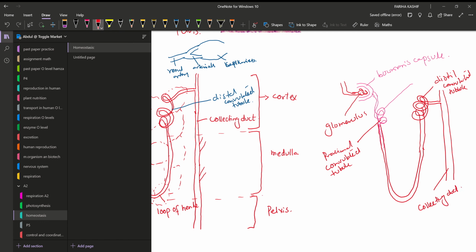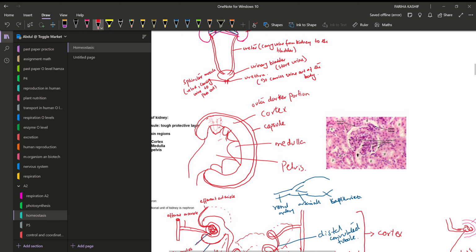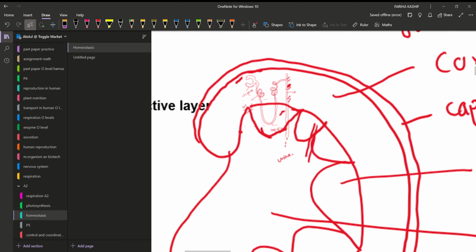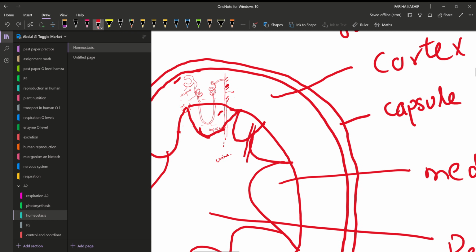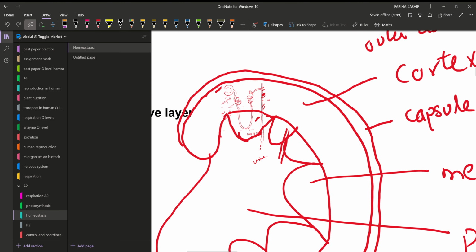Now where in the kidney is this nephron located? Now look at this structure. Over here the nephron is located. Some part of the nephron is located in the cortex and some part is located in the medulla. The proximal convoluted tubule and the distal convoluted tubule are located in the cortex. Loop of Henle is located in the medulla and glomerulus is located in the cortex.